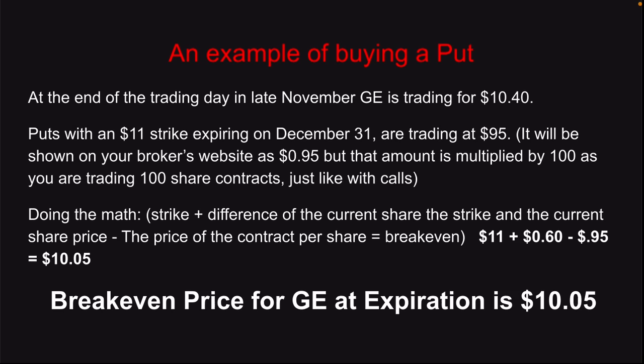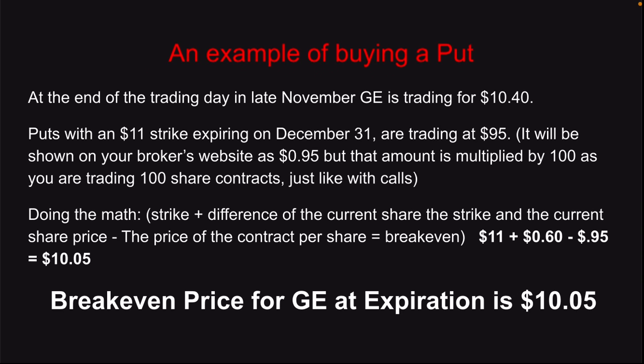So now doing the math, in this case, the strike plus the difference of the current share price and the strike price, minus the price you paid for the contract, equals your break even. So it would be, in this case, $11 plus 60 cents, because it's trading for 60 cents below the strike price, minus 95 cents would bring your break even to $10.05 for GE in this case.